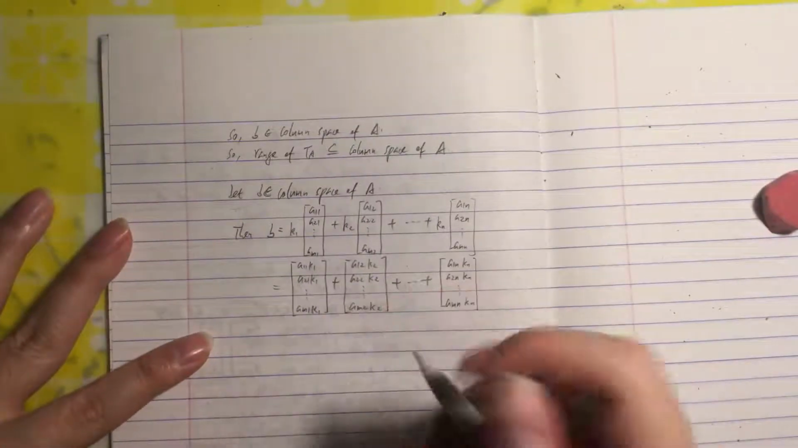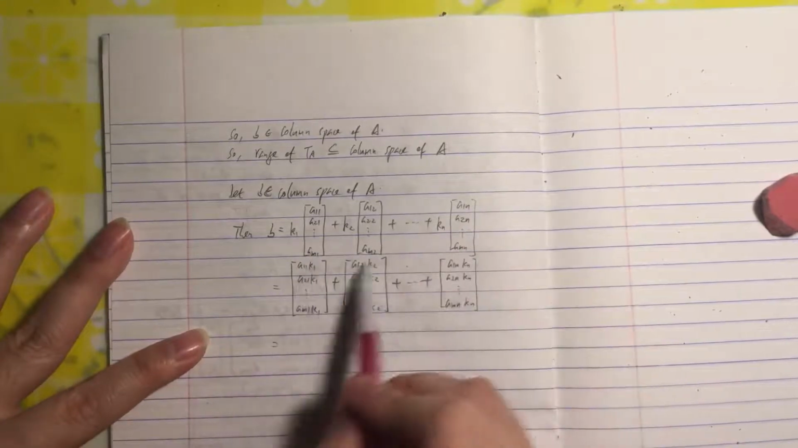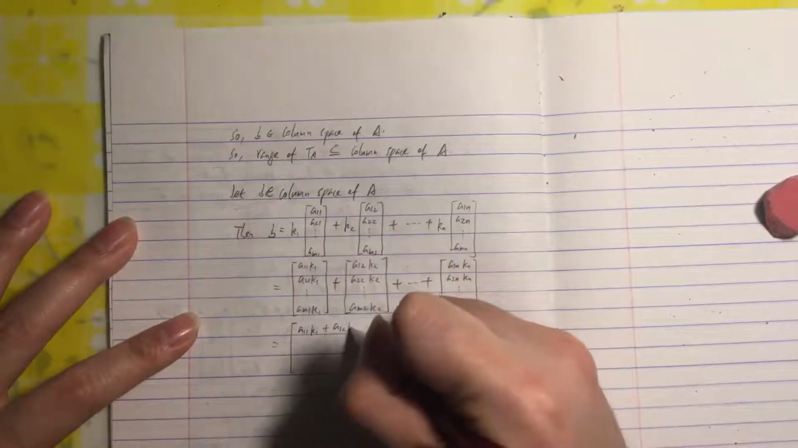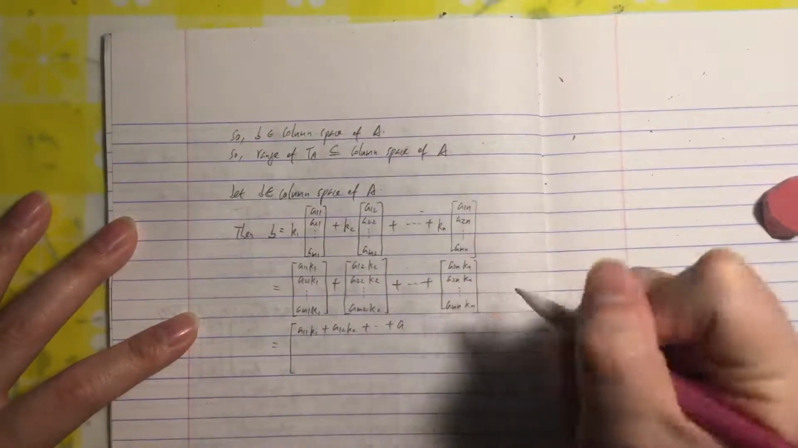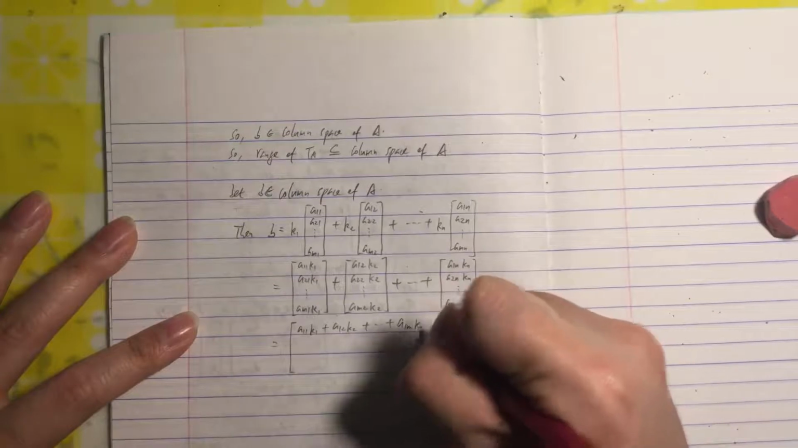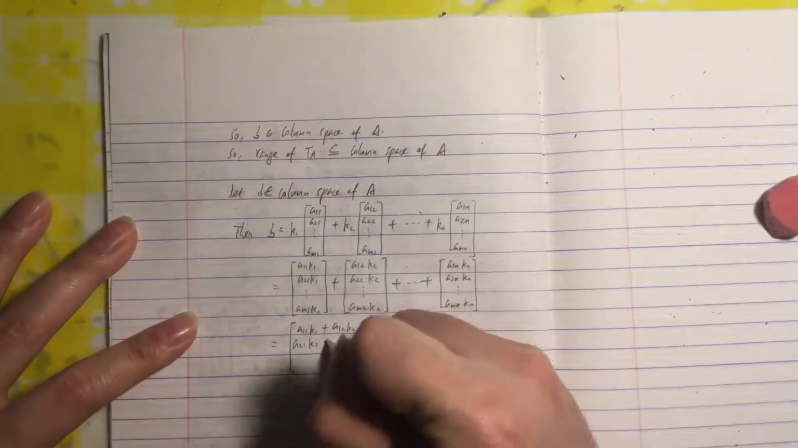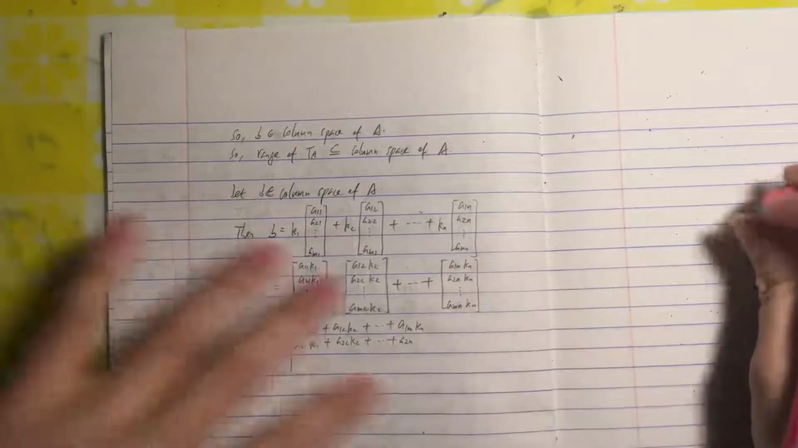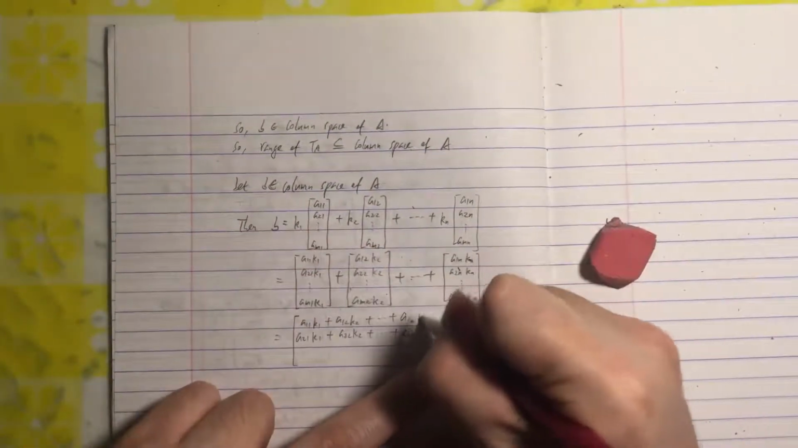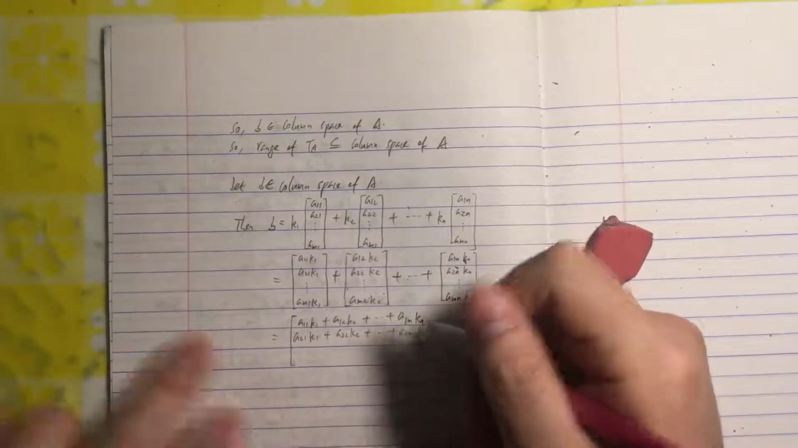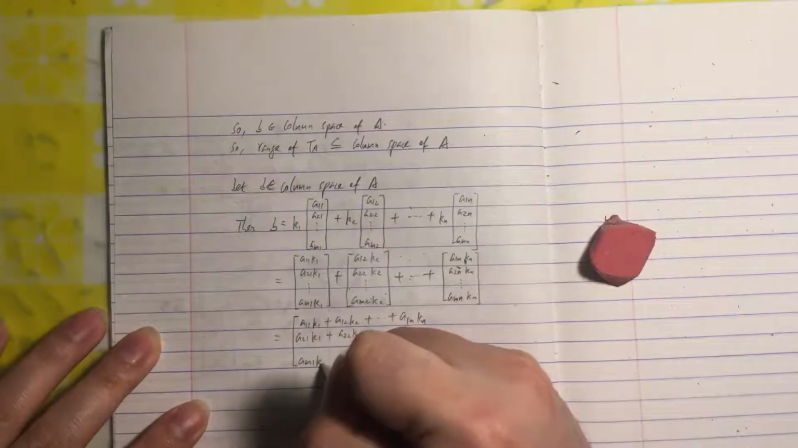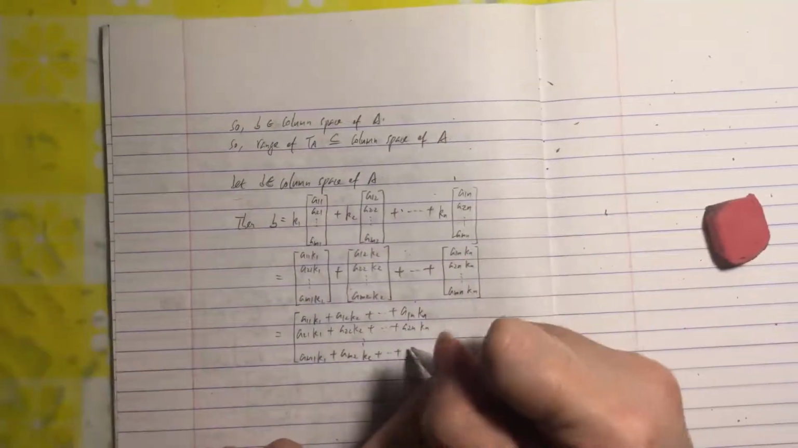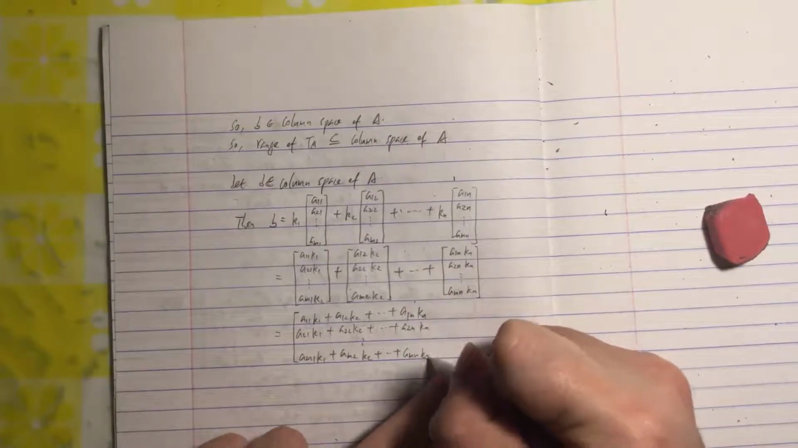Then I can add these column vectors together. When I add the column vectors, I add the corresponding entries. So the first row is A11 K1 plus A12 K2 plus A1n Kn. Second row is A21 K1 plus A22 K2 plus A2n Kn. In the last row, we have AM1 K1 plus AM2 K2 plus AMN Kn.